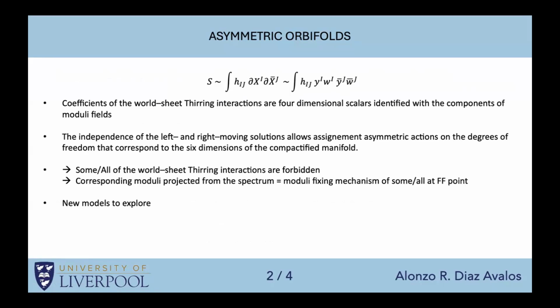So the important point about asymmetric orbifolds is that since we have independence between the left and right moving solutions, we can assign a different boundary condition for the left and for the right, such that this deformation term is not invariant under these boundary conditions. So what can happen is that some or even all of the Wilson-line-like interactions are forbidden. In this case, all the moduli will be fixed at the free fermionic point. And this is what we have done.